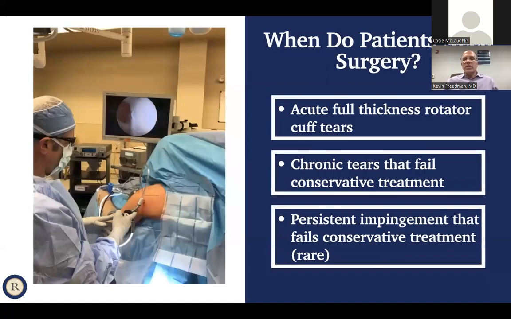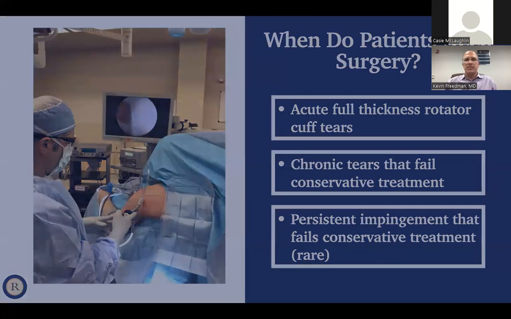So again, when do we do this? Acute full thickness tears, chronic tears that don't do well with conservative treatment. Occasionally it's persistent impingement, but I can tell you this last category is very rare, to have somebody who doesn't have either a significant partial thickness or full thickness tear that I need to take to surgery.